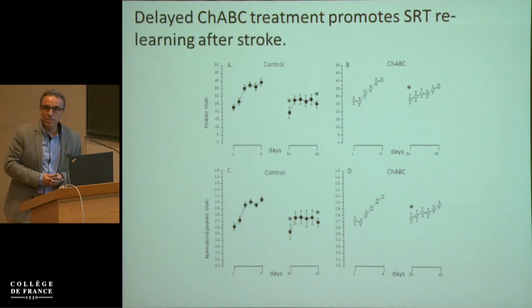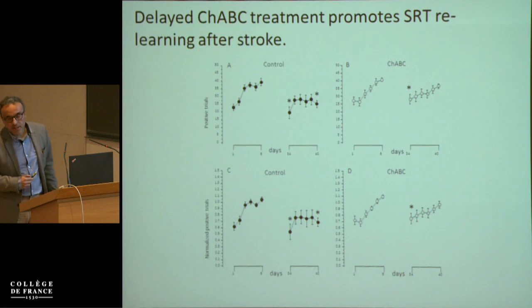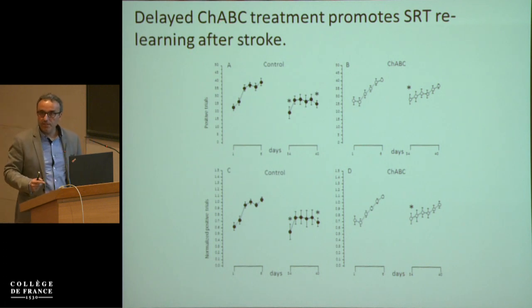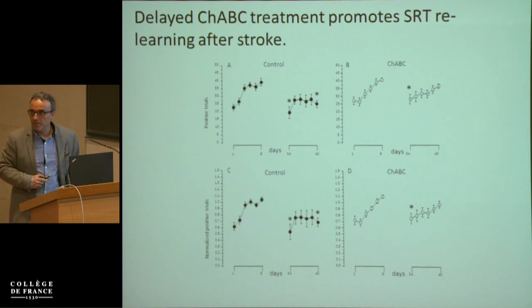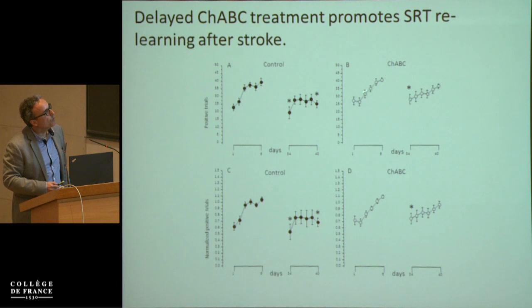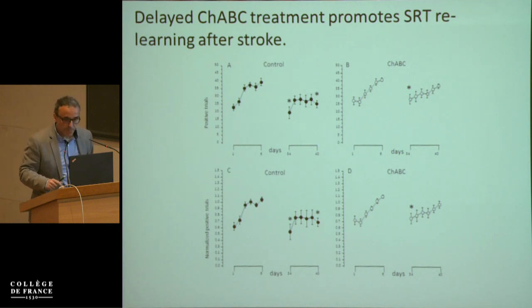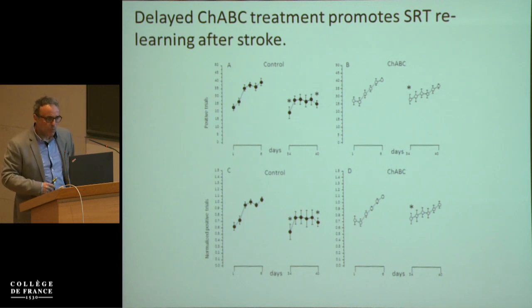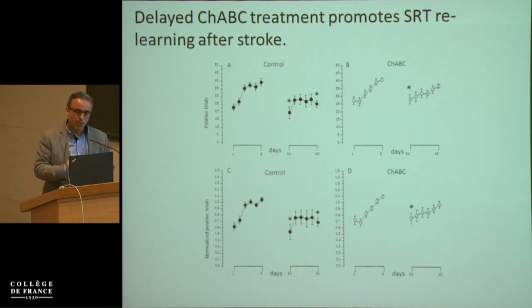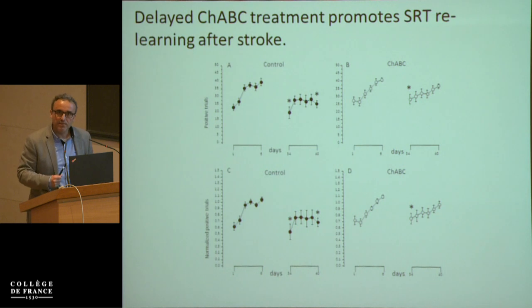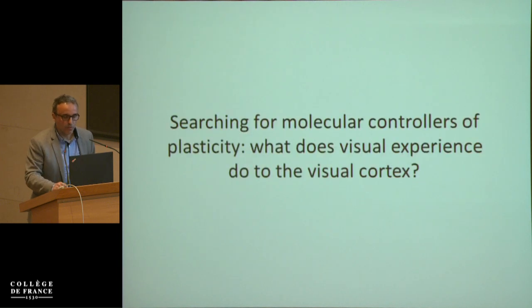But what was interesting for us is also to apply delayed treatment, which is 2 weeks after the lesion. And you could see that even maybe a little bit less, but still you can get a learning curve after the lesion with chondroitinase, while the control animals learn quite poorly. So we can use this plasticity that we can activate with this chondroitinase treatment, even in a condition of lesion.